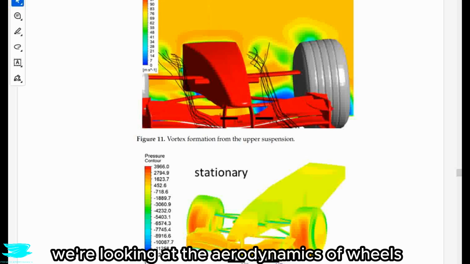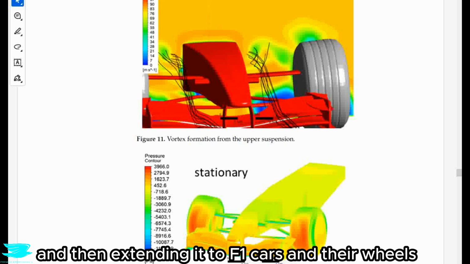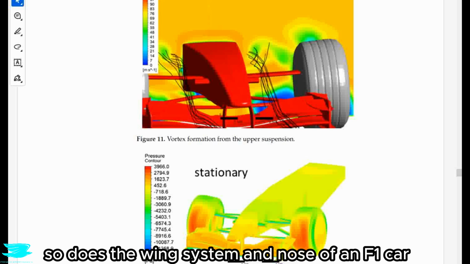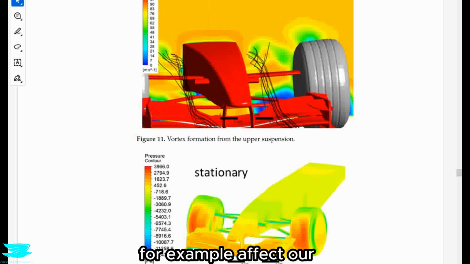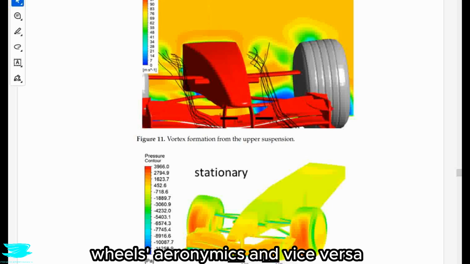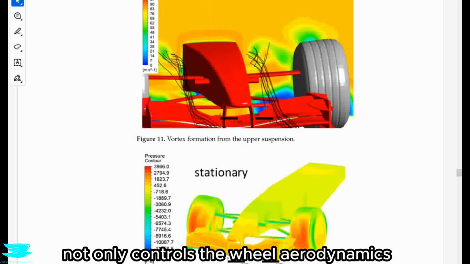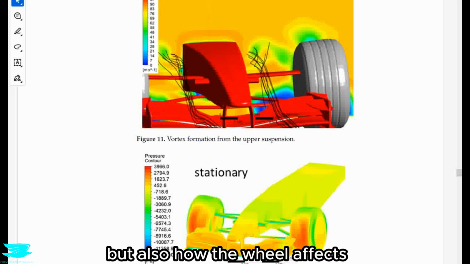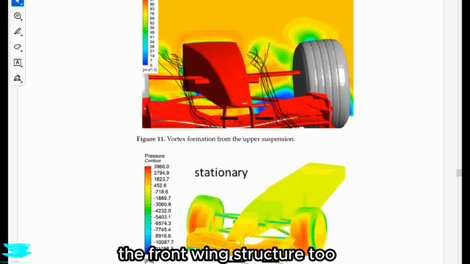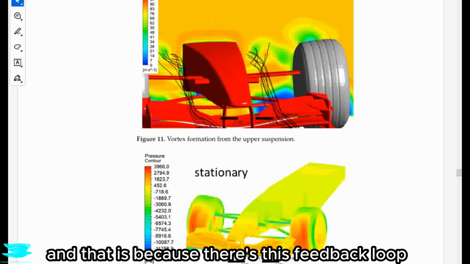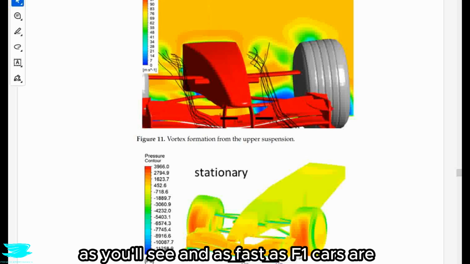In this podcast, we're looking at the aerodynamics of wheels and then extending it to F1 cars and their wheels. So does the wing system and nose of an F1 car, for example, affect a wheel's aerodynamics and vice versa? And something really cool is how the front wing element you find on F1 cars not only controls the wheel aerodynamics, but also how the wheel affects the front wing structure too. And that is because there's this feedback loop, as we will see.